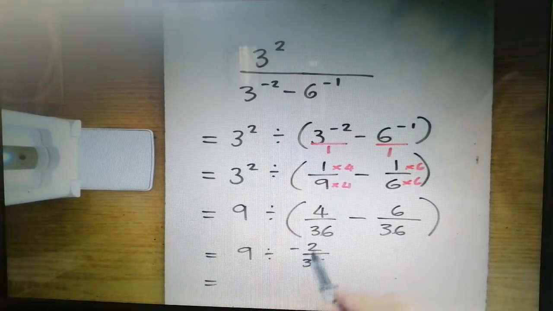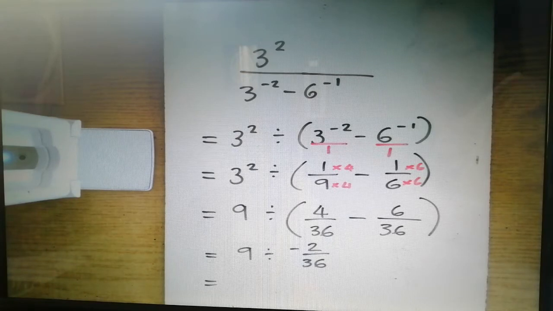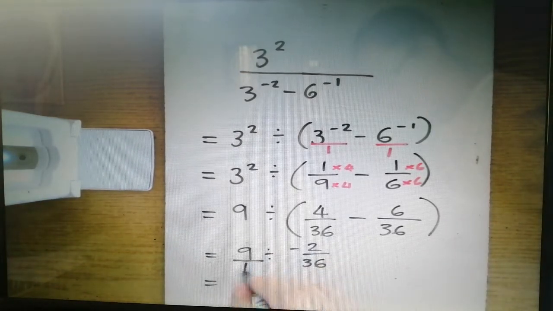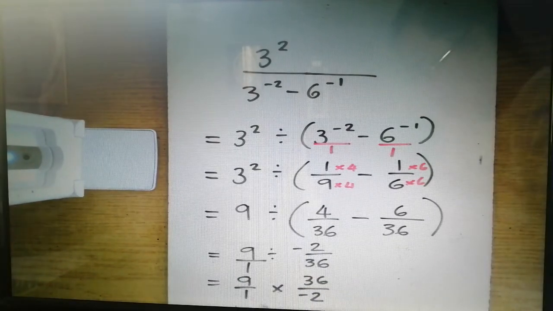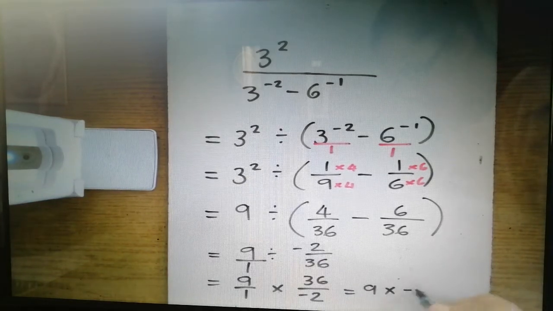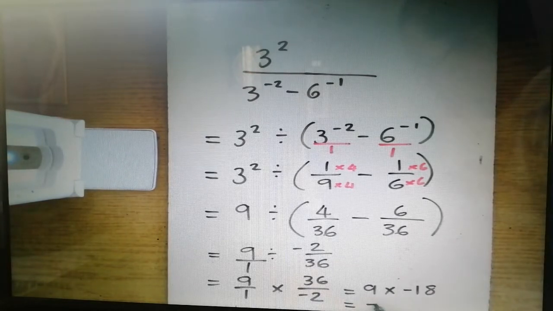And this is simple. You can cancel. So this is 9 over 1 times 36 over negative 2. Okay, so I end up with, I'm running out of space, 9 times negative 18. 36 divided by negative 2 is negative 18. My final answer is negative 162.